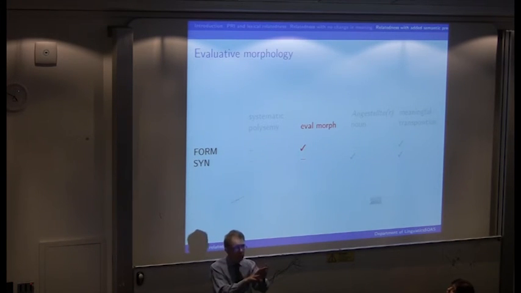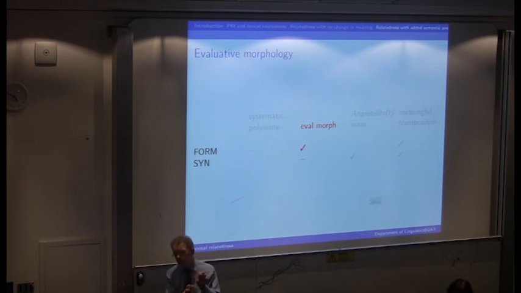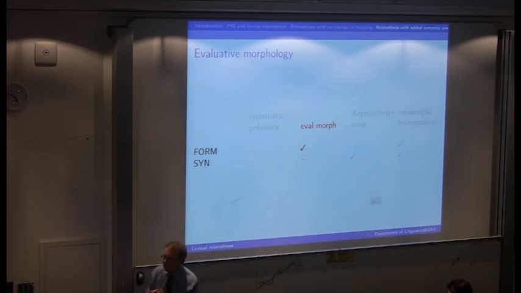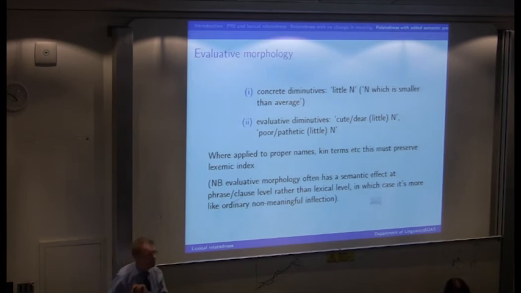So that's where you change the form and you keep the same syntax in the broadest sense. I mean, okay, a causative verb has different syntax from non-causative, passive verb has different syntax, but they're still verbs. You're not changing a verb into a noun. And there are other ways of changing the form and still keeping the same syntactic class, broad syntactic class, and adding some meaning. And this is evaluative morphology. Evaluative morphology means things like diminutives and augmentatives.